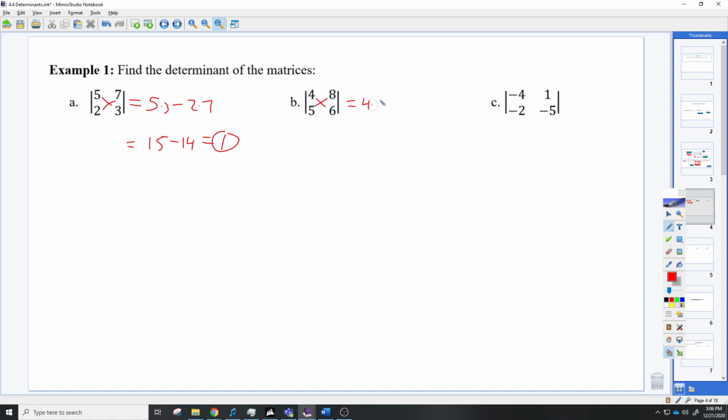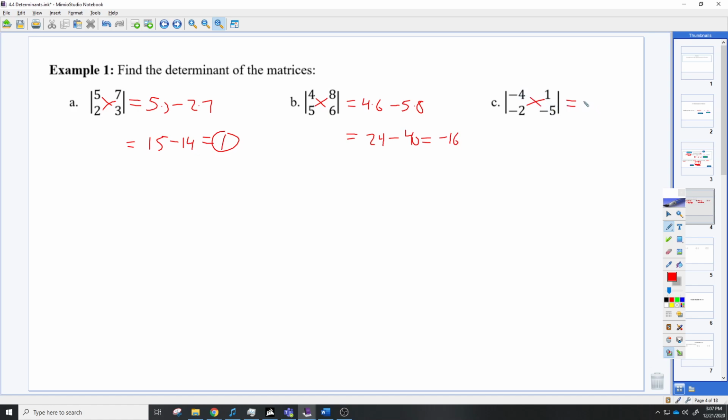So the next one, again, do the crisscross here. We're going to do 4 times 6 minus 5 times 8. So what do we get? 24 minus 40, which equals negative 16. And we can have some negatives in there, so don't forget when you multiply these together, you could get positive or negative numbers.